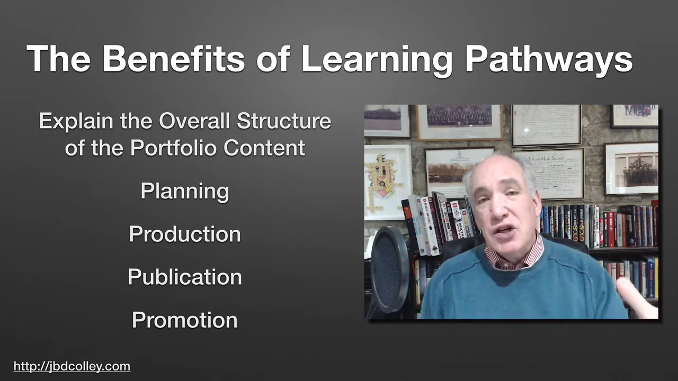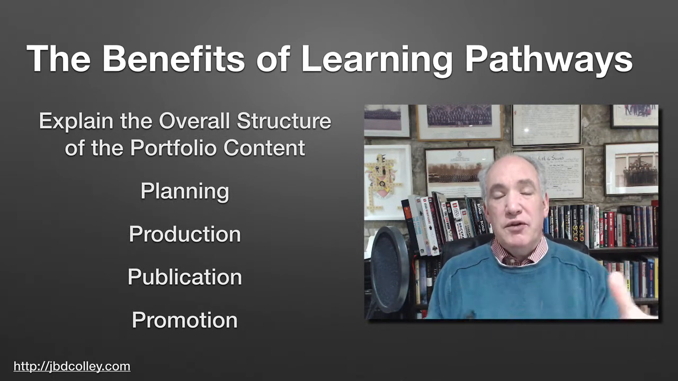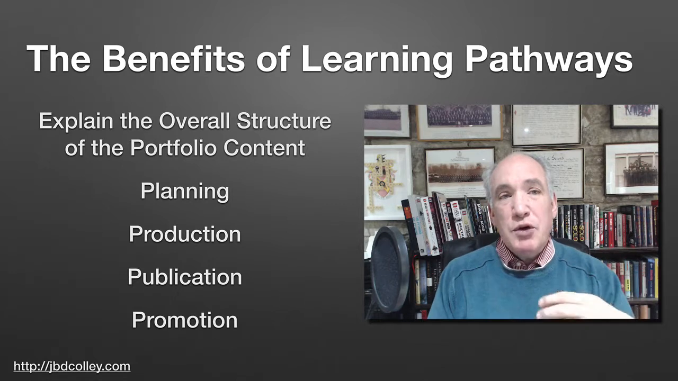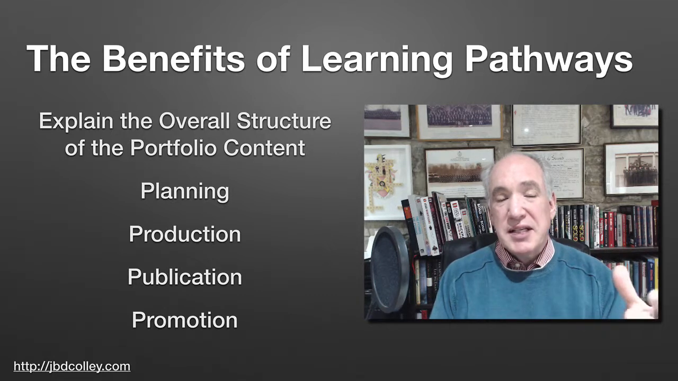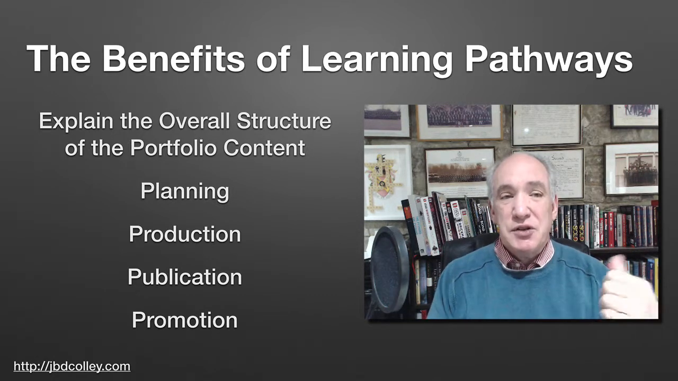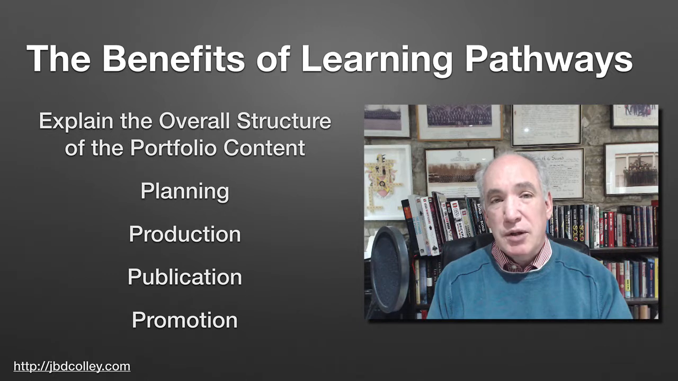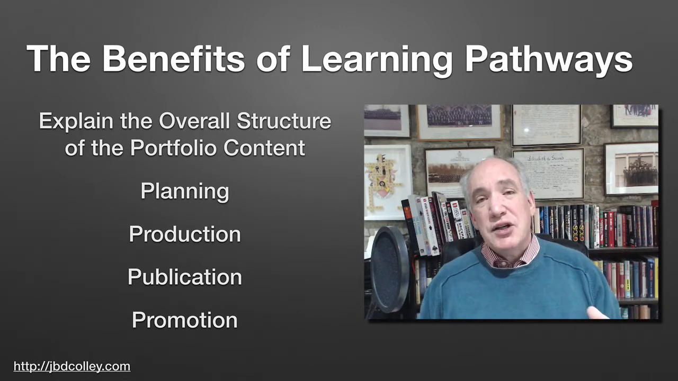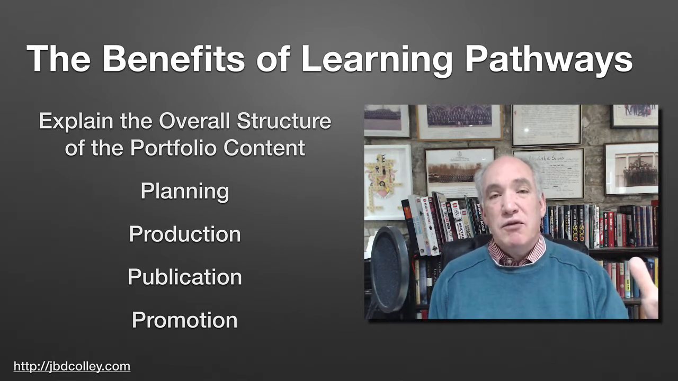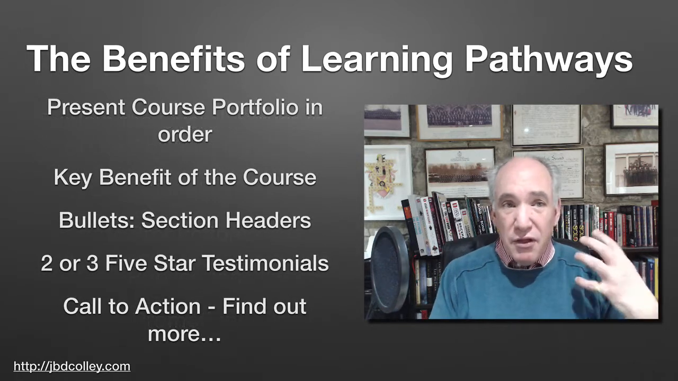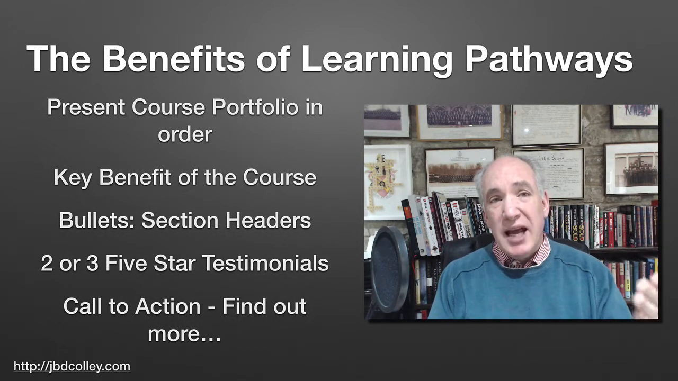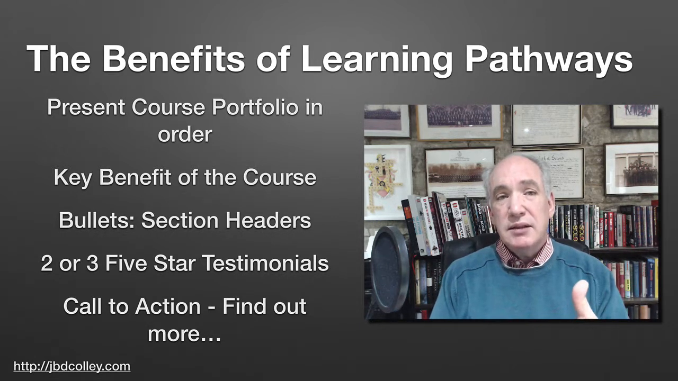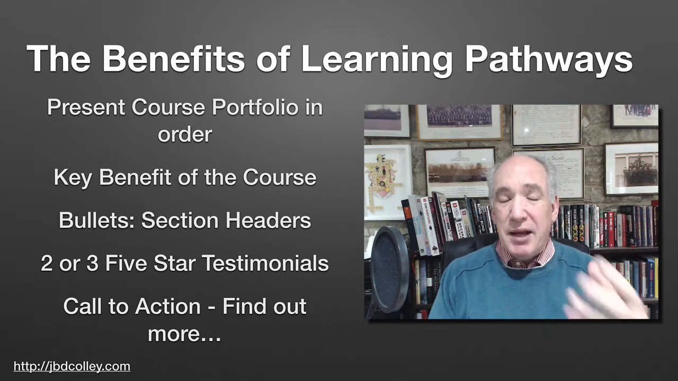So you create a document which you can then use in different forms, and we'll come on to that, which basically, first of all, explains the overall structure of the portfolio content. And in this case, it's the 4 key segments of planning, production, publication, and promotion. So you make it clear to your students that there is this overall structure. Then you go on to present each course in the optimized order, explaining the key benefits of the course.